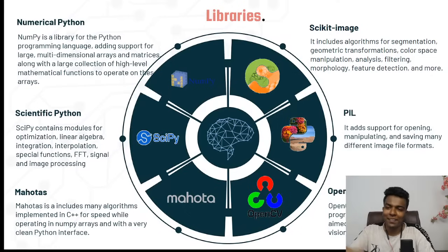So, numerical Python and scientific Python. The SciPy library will be helpful for things like FFT, signal processing, image processing, integration, and linear algebra. Whereas if you are using the numerical Python library, NumPy, it is for matrix multiplications and some basic mathematical operations.